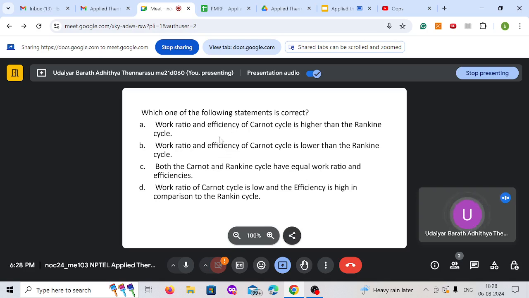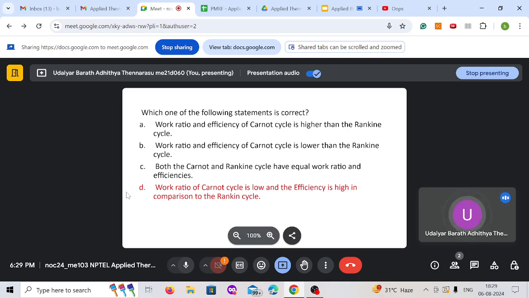So work ratio and efficiency of Carnot cycle is higher than the Rankine cycle. Work ratio and efficiency of Carnot cycle is lower than the Rankine cycle. Both Carnot and Rankine cycle have equal work ratio and efficiencies. Option D, work ratio of Carnot cycle is low and the efficiency is high in comparison to the Rankine cycle. So answer is work ratio of Carnot cycle is low and the efficiency is high in comparison to the Rankine cycle.